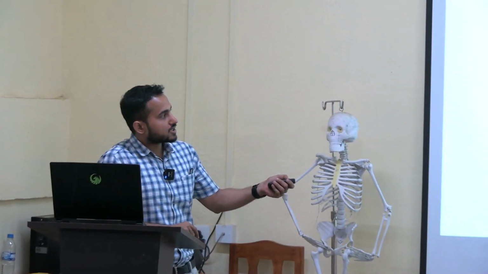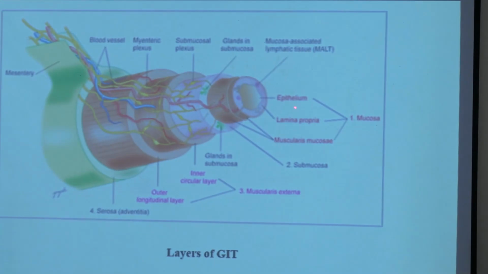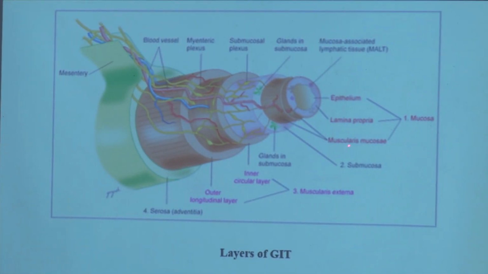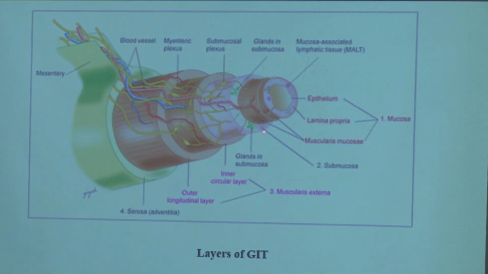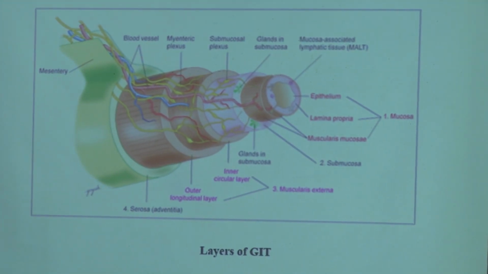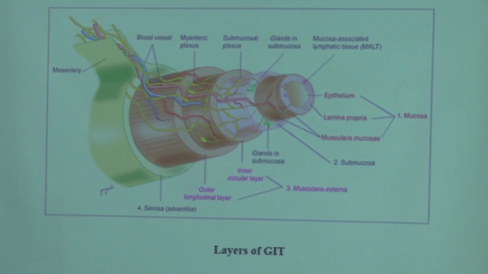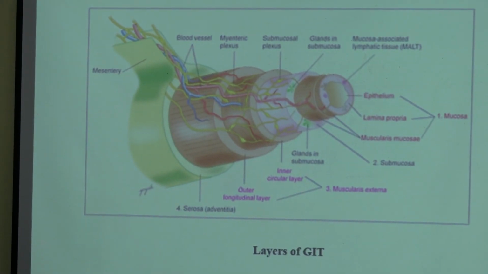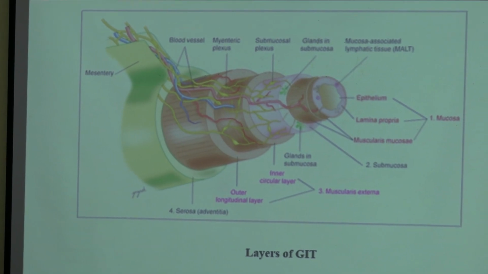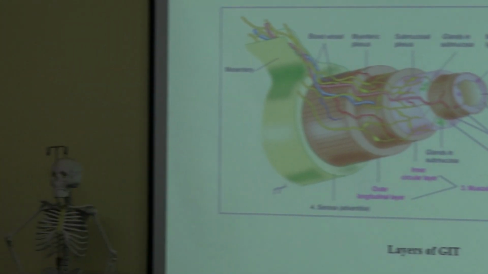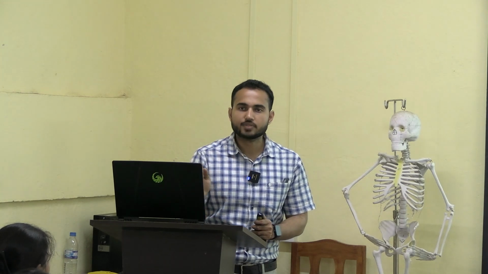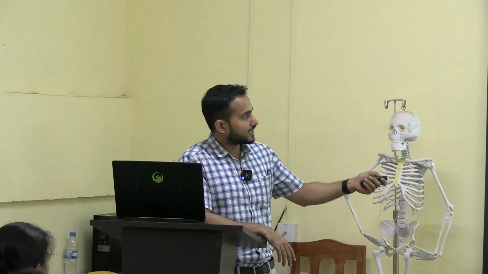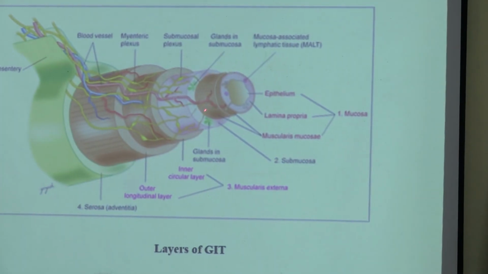Here you can see the layers. Mucosa has 3 layers: lining epithelium, lamina propria, and muscularis mucosae. Next you can see the submucosal layer. What does the submucosal layer mainly contain? Dense irregular connective tissue. In some cases we see mucus glands present in the submucosa. The best examples are esophagus and duodenum, where mucus secreting glands are present. In the stomach it is not there, but in other parts of the GIT it is present. You can see some glands shown in the submucosa.